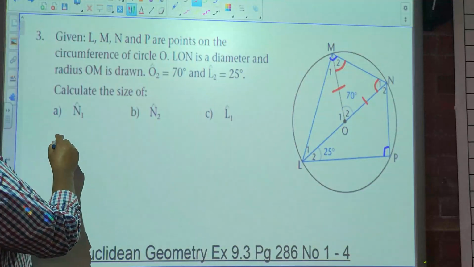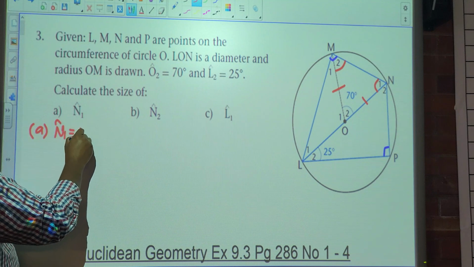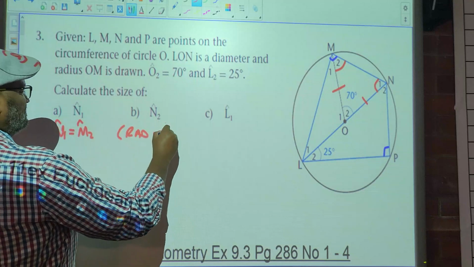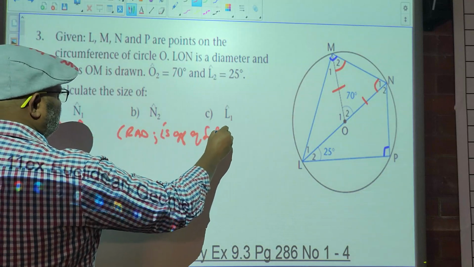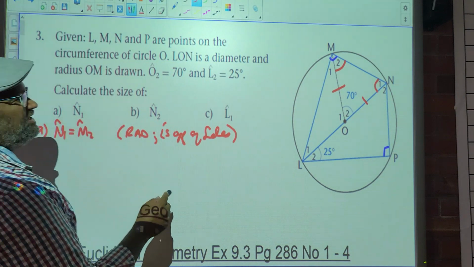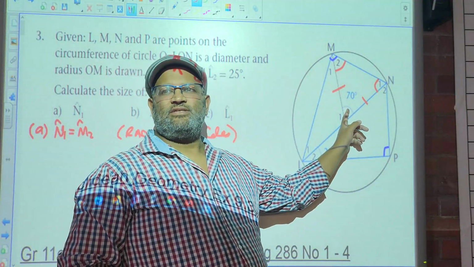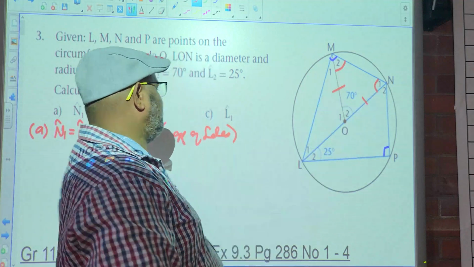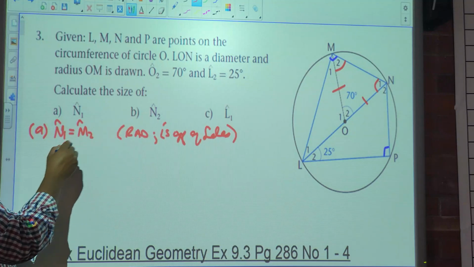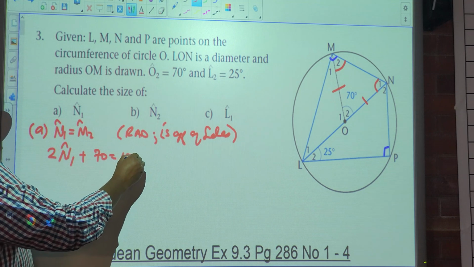Angles opposite equal sides, radii. Not so? So N1 is equal to M2, radii, angles opposite equal sides. Right. Now we know that N1 plus M2 plus 70 equals 180 degrees. So I can say N1 plus M2, but M2 is the same as N1, not so? Plus 70 degrees equals 180.